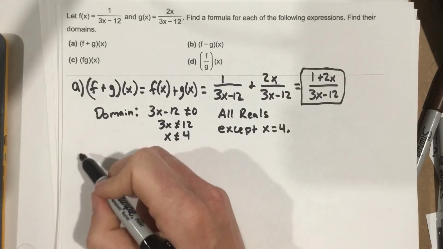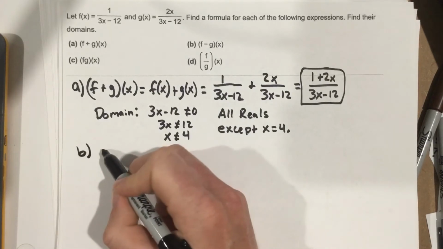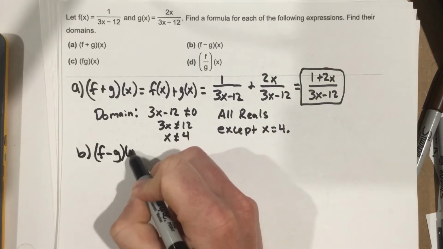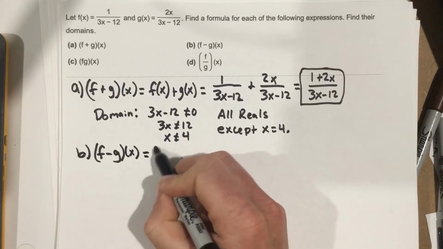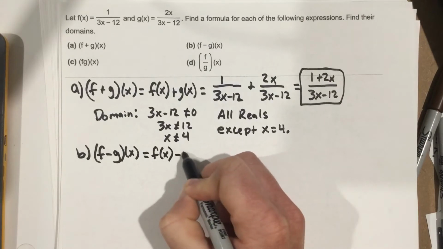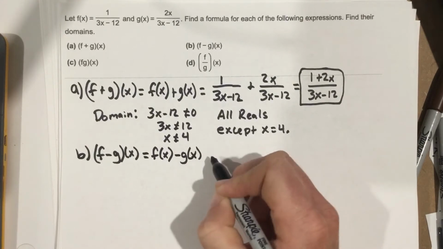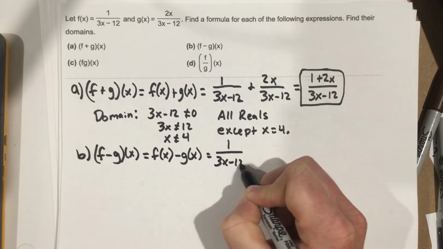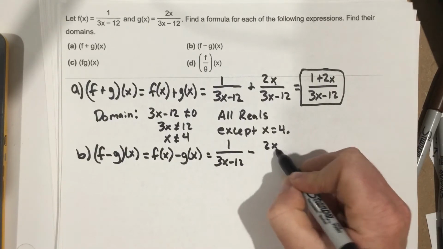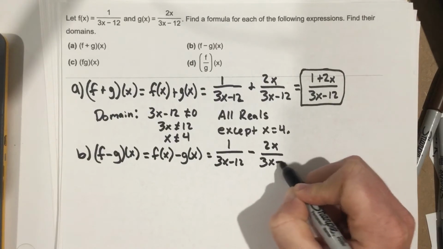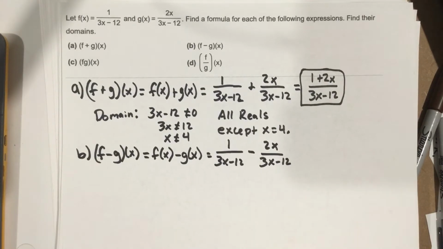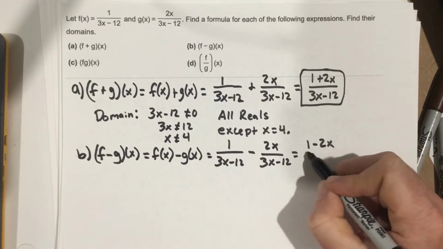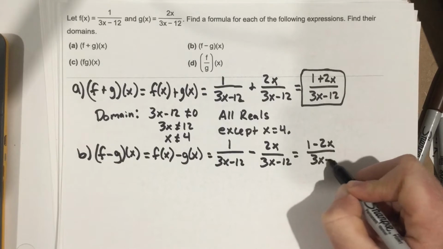Now let's do part B. We have f minus g of x. That's going to be f of x minus g of x, which is going to give you 1 over 3x minus 12 minus 2x over 3x minus 12. When I combine those, I get 1 minus 2x over 3x minus 12.